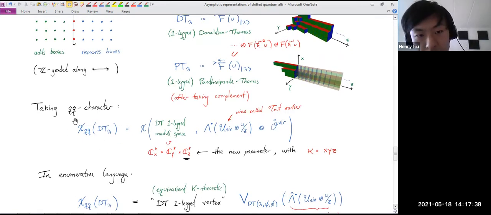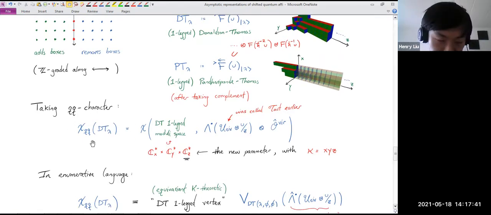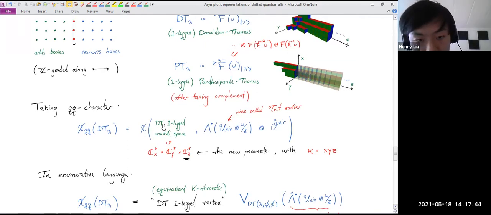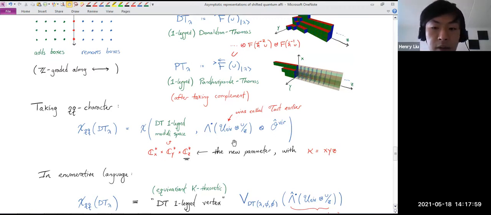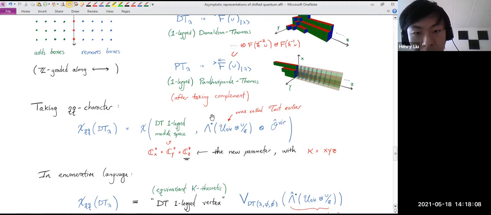So that's what the QQ character of the DT module looks like. Quantities like this have been studied since the inception of any kind of enumerative theory, really. These are the K-theoretic analog of intersection numbers on your moduli space. This insertion of the wedge of the universal bundle is like what you do for intersection numbers when you insert certain cohomology classes into your integral.